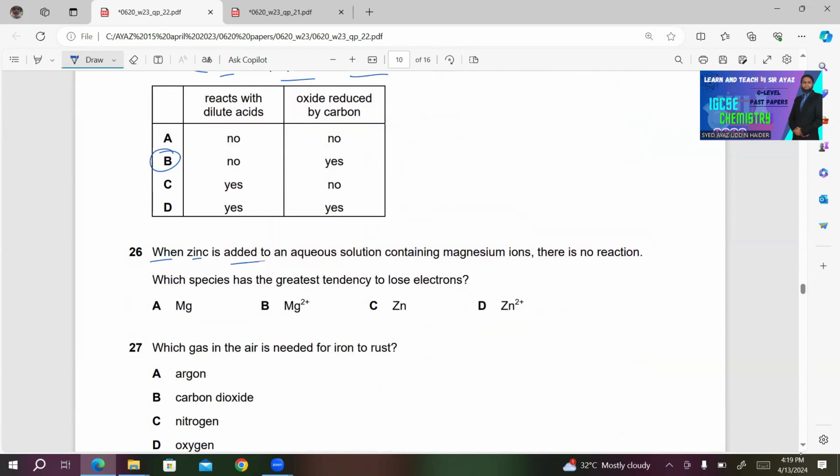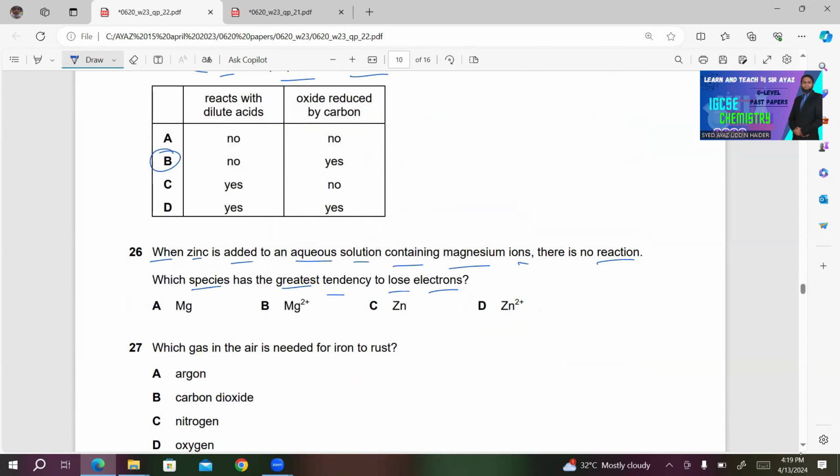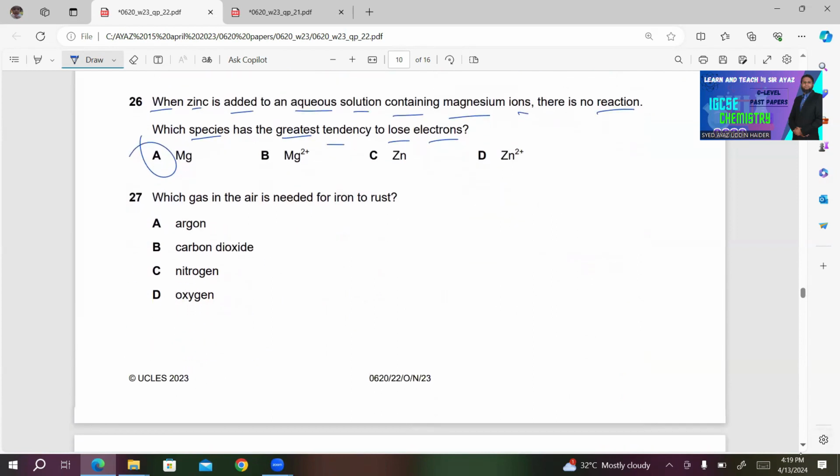When zinc is added to an aqueous solution containing magnesium ions, there is no reaction. Which species has the greatest tendency to lose electrons? It's very easy. Magnesium is more reactive than zinc. Must be magnesium, Mg. 27. Which gas in the air is needed for iron to rust? It's oxygen. So D is the right answer.